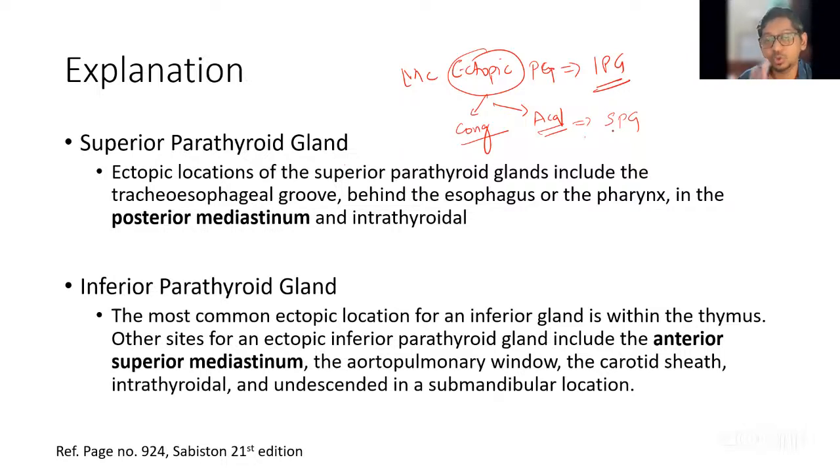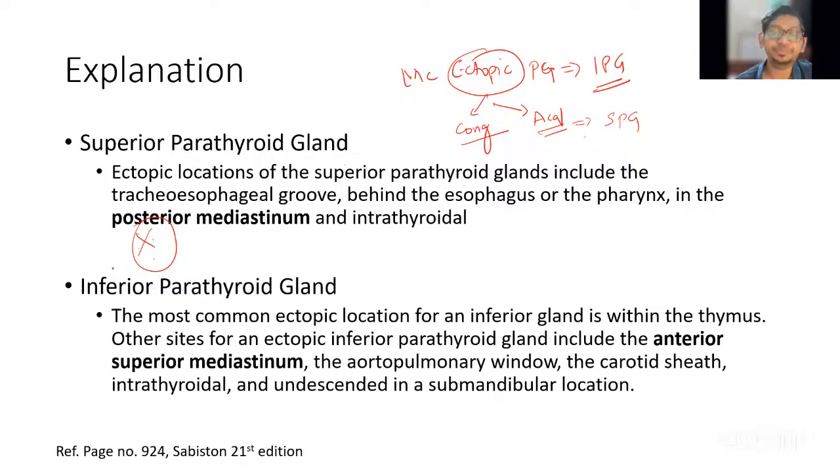So remember, superior parathyroid gland, usually they pass along the tracheoesophageal groove. They usually have a retropharyngeal or a retroesophageal path, and they go to the posterior mediastinum. So this is very important. Whenever you find an abnormal gland in the posterior mediastinum, then they are going to be a superior parathyroid gland derivative.